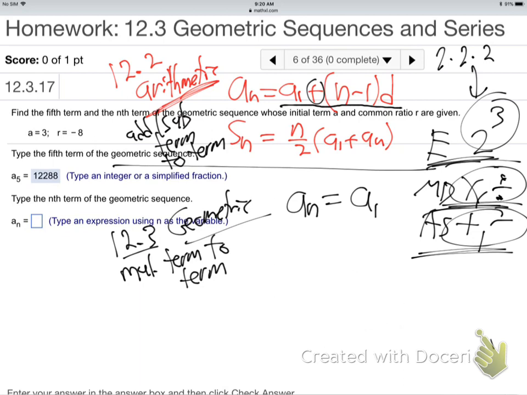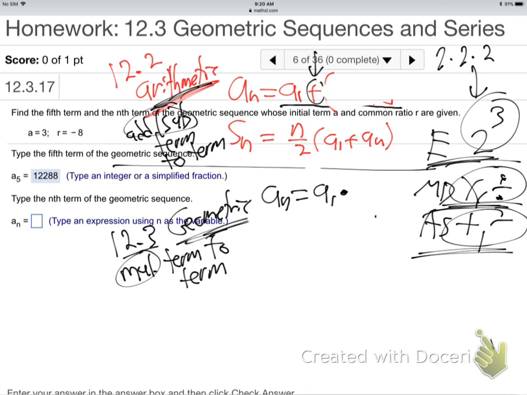What that means is geometric is one level higher operationally than arithmetic, because from term to term you multiply rather than add or subtract. So we should expect the formulas, the operations in the formulas, to all be one level higher. Here's the a sub n formula. A sub n is a1, but instead of plus, it's going to be times, because that's a level higher. And now, you could put this d first. It doesn't matter if the d is in the back or in the front.